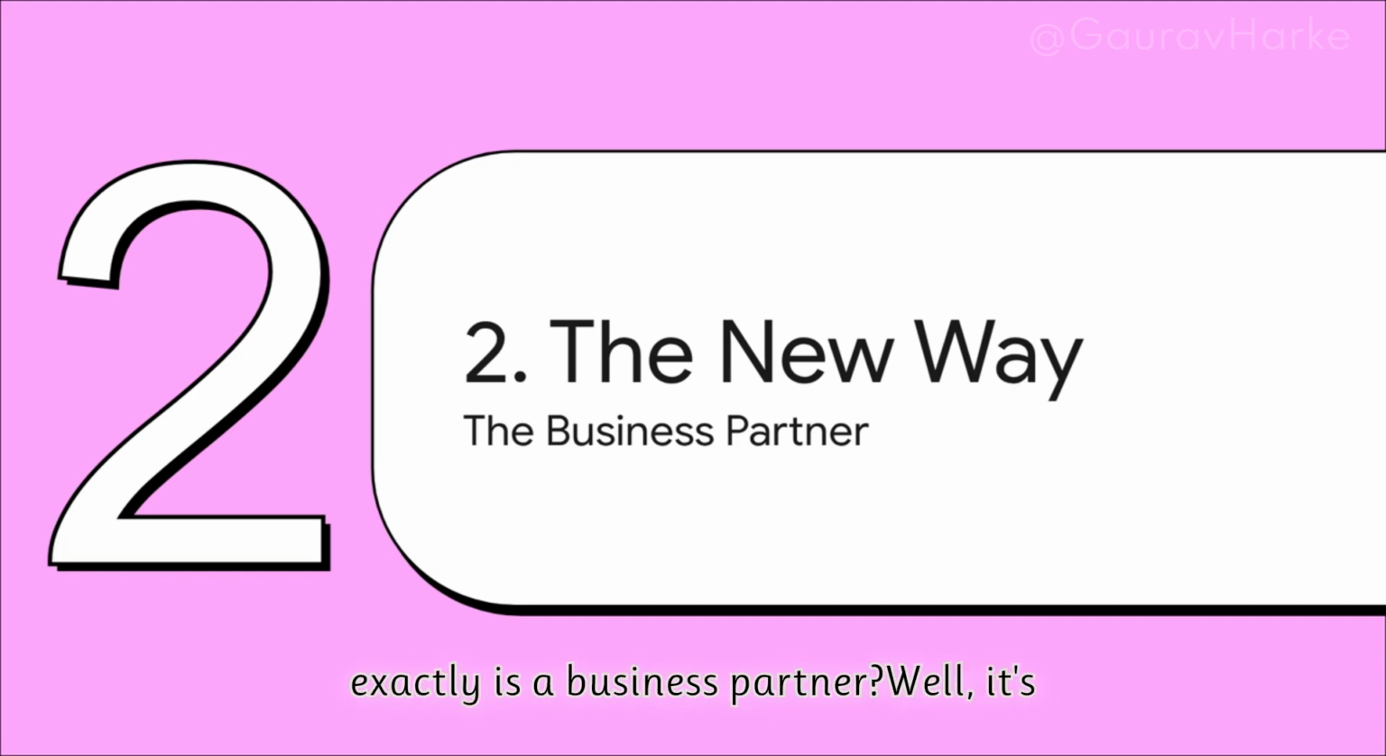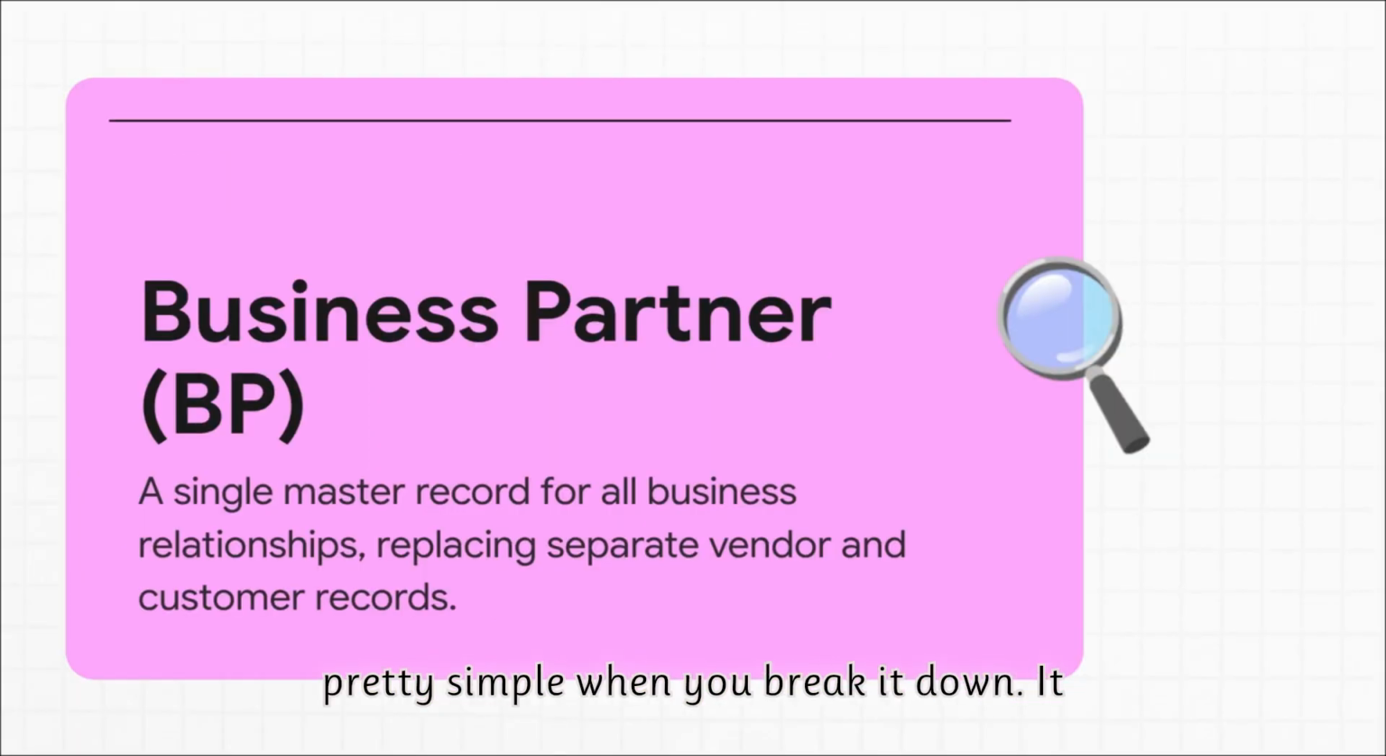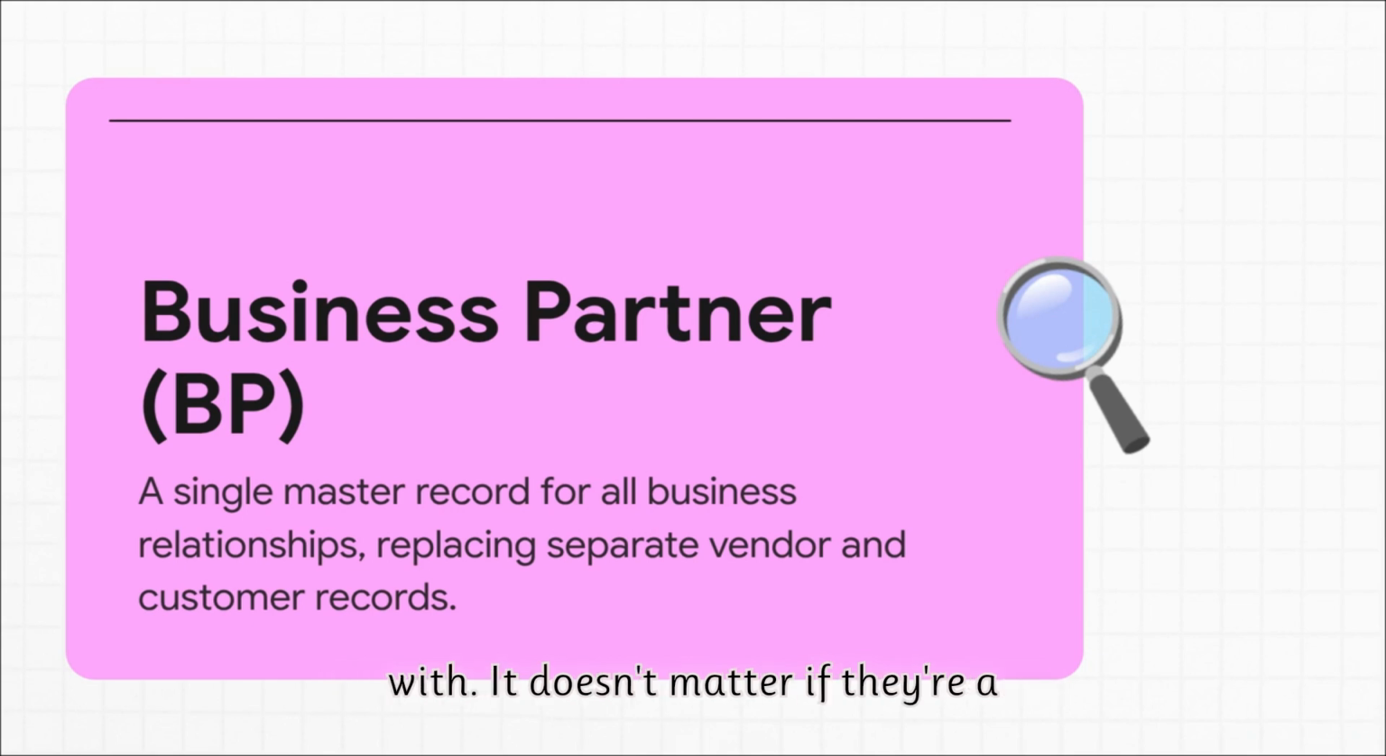So what exactly is a business partner? Well, it's pretty simple when you break it down. It is just one master record for any person or organization you do business with. It doesn't matter if they're a supplier, a customer, a bank, or even just a contact person. All their information now lives together in one central place. That's the core idea, the whole foundation of this new model. One partner, one record. Period.